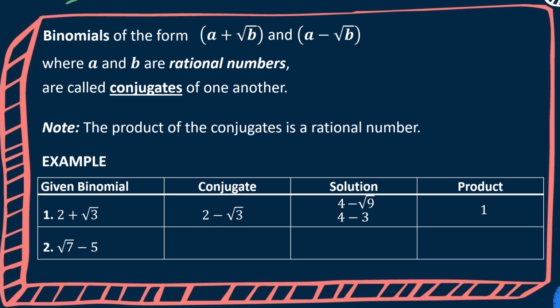For our second example, we have square root of 7 minus 5. Its conjugate is square root of 7 plus 5. Square root of 7 times square root of 7 is equal to square root of 49. Negative 5 times positive 5 is equal to negative 25. Square root of 49 is equal to 7. So we will now write it as 7 minus 25. And the answer is equal to negative 18.